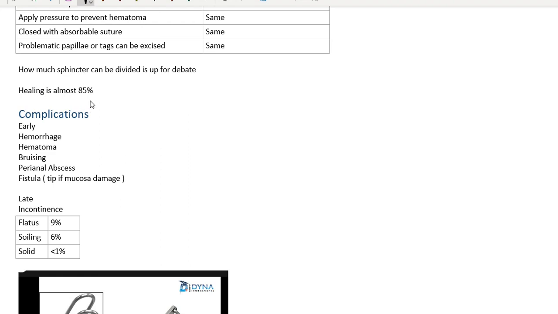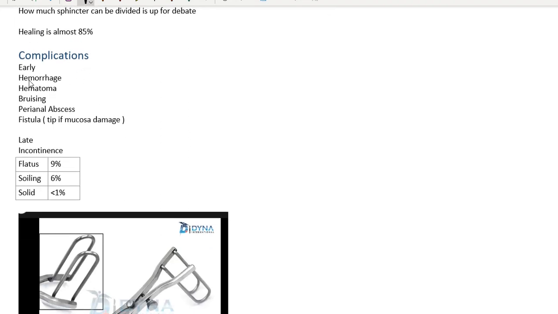Healing is almost 85% in most cases, and early complications can include hemorrhage, hematoma, bruising, perianal abscess, and fistula formation. Fistula usually forms if you are disrupting the mucosa. If you are performing a closed method, for example, these are the fibers and you are inserting a knife into it and rotating it and cutting these fibers. If you cut through the mucosa, you can actually induce a fistula. So do not cut the mucosa.